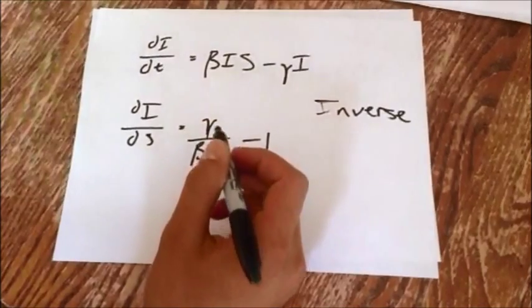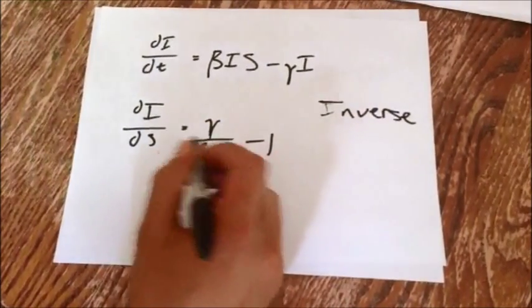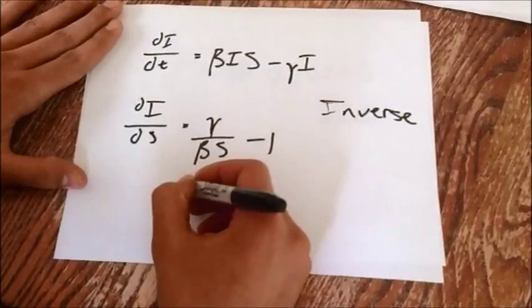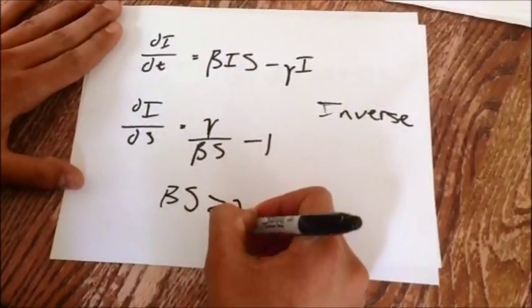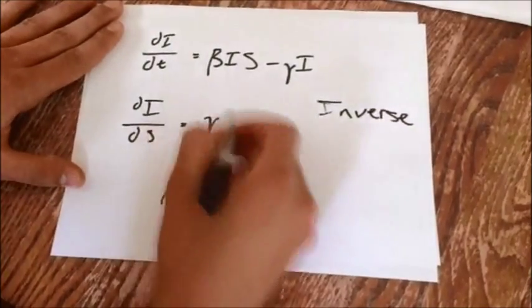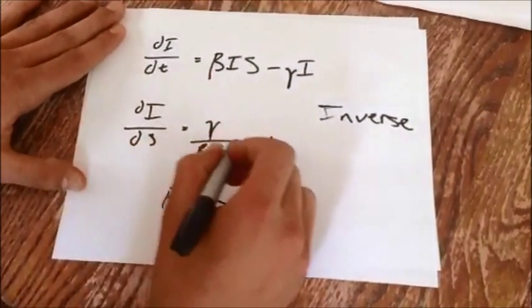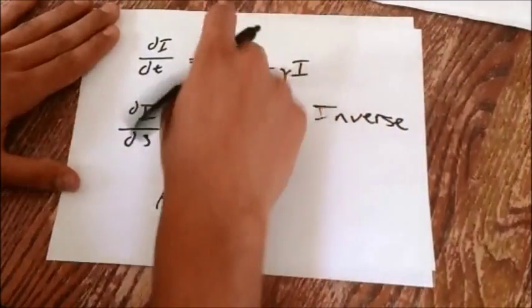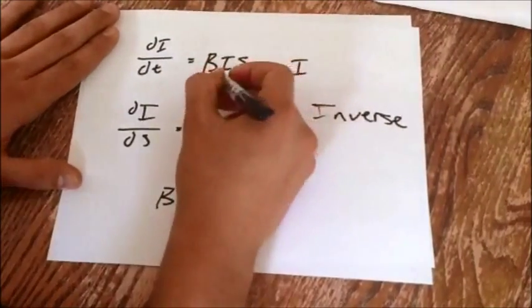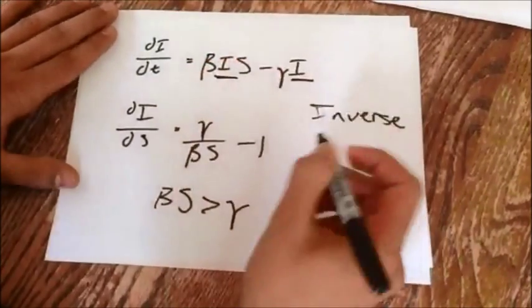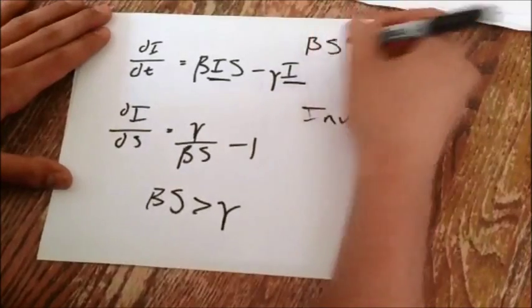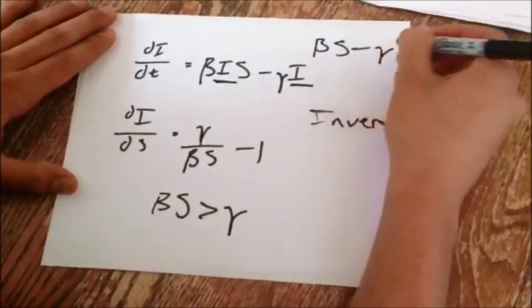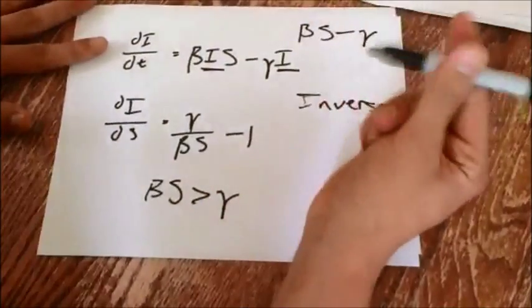So if beta susceptibles is greater than your rate constant of removal, then this will be a less than 1 value, and you subtract 1 and you get a very negative number. So because these two are inverse, you'll get a very positive number. And that works because we have the I's in both parts of this. So it's basically beta susceptibles minus the rate constant of removal that we're looking at, determining the size and the positive or negative value of it.